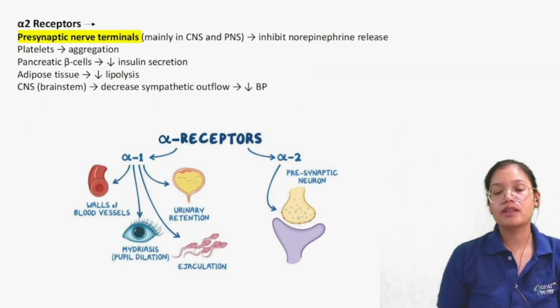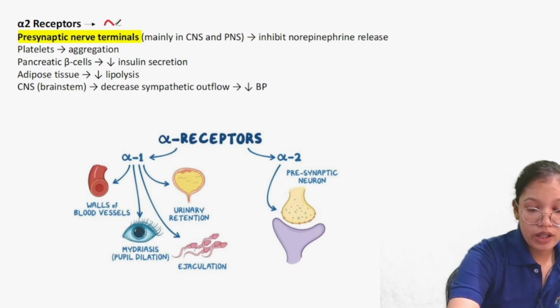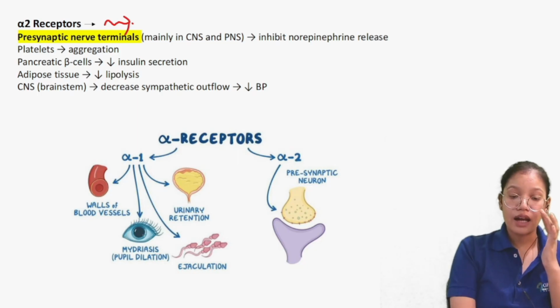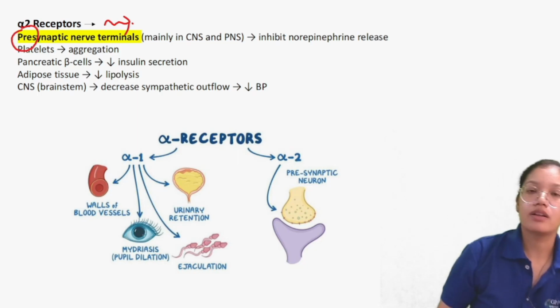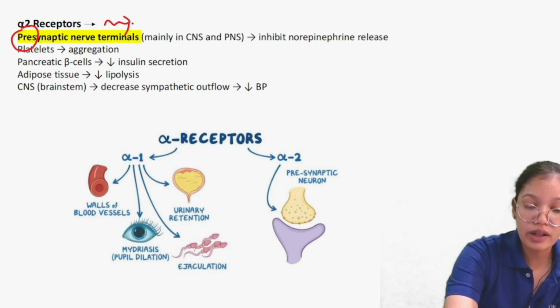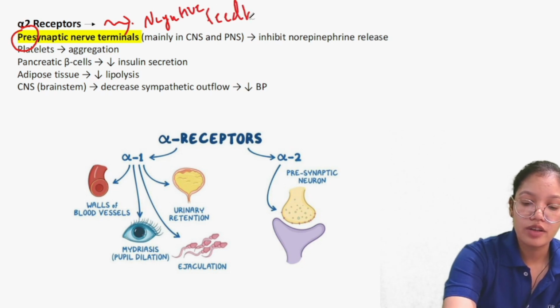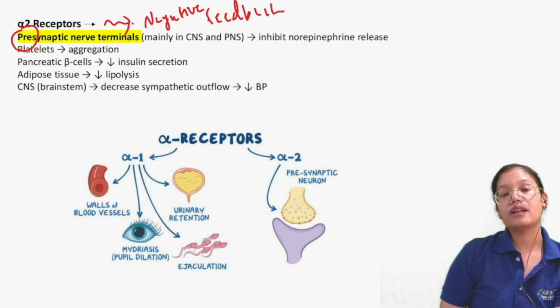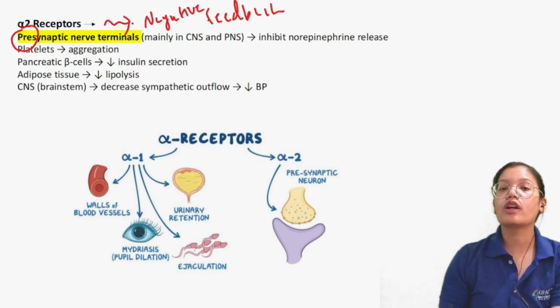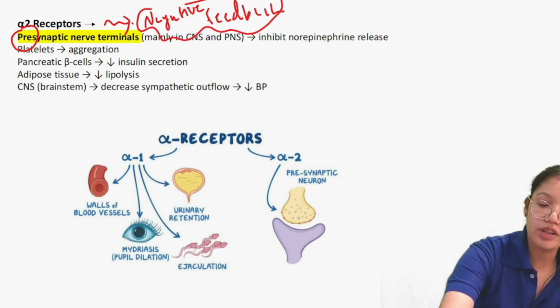Talking about the next receptor, that is the alpha 2. Now it is present in the presynaptic nerve terminal. Okay, there it is present, and it is basically responsible for the negative feedback. It regulates the negative feedback system. Whenever the alpha 2 blockers act, they block the alpha 2 receptor, and due to that the release of norepinephrine is restricted. Okay, so there the negative feedback works.